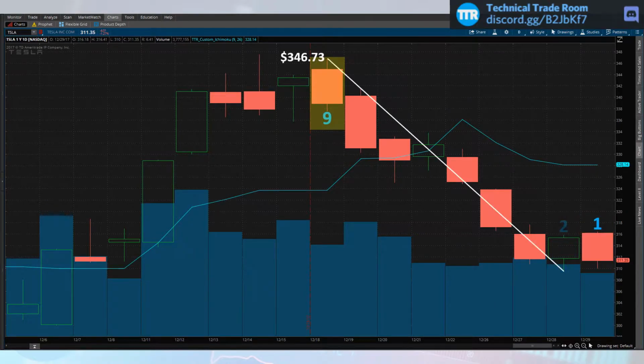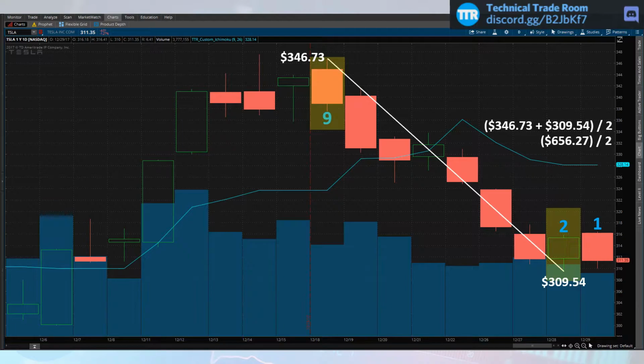We start by finding the high of the 9 candles in question, which is the high for candle 9, coming in at $346.73. Second, we look for the low of the 9 candles, and we find that in our second candle, which is now highlighted and numbered, coming in at $309.54. These two numbers are then added together, giving us a total of $656.27.